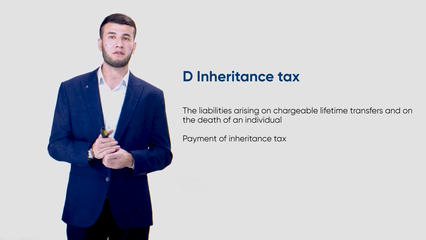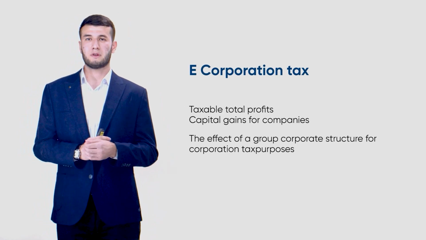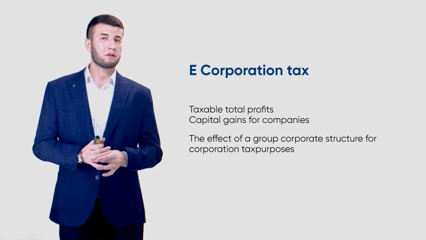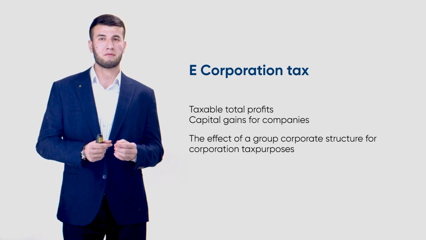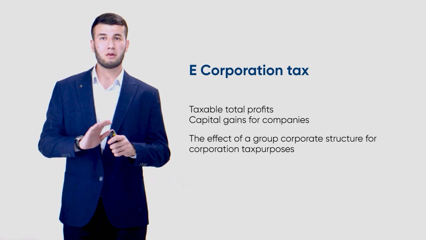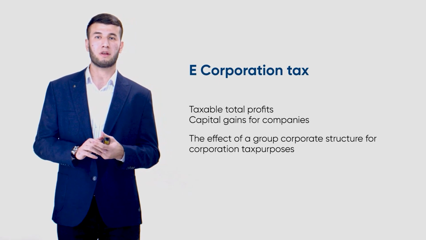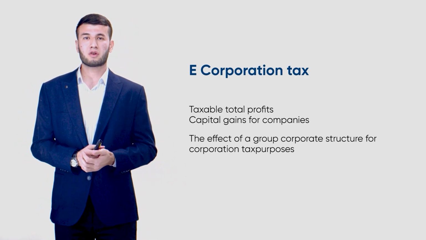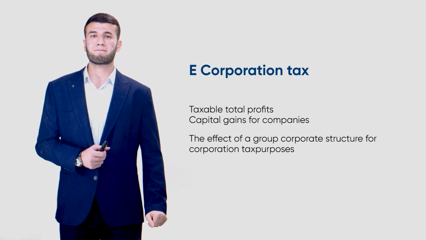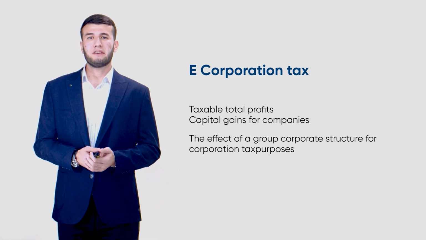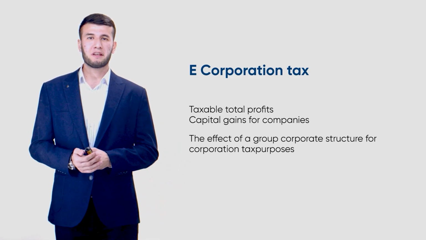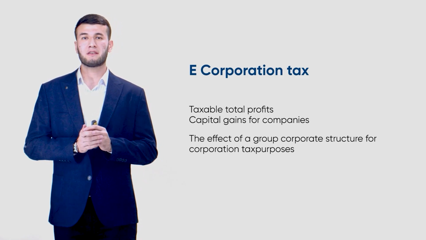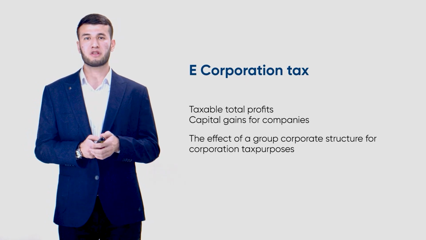Corporation tax, the Russian version is налог на прибыль. And you'll learn how to calculate taxable total profits, which I mentioned before. It's absolutely different from profit in financial reports. And in this list, capital gains for companies are also included in corporation tax. And if a company has some subsidiaries, it also has its own effects as a group structure for corporation tax purposes.